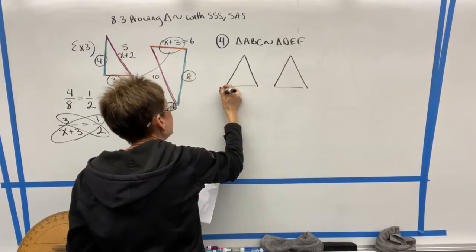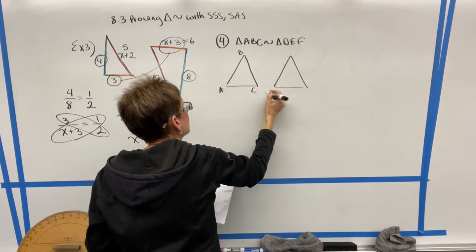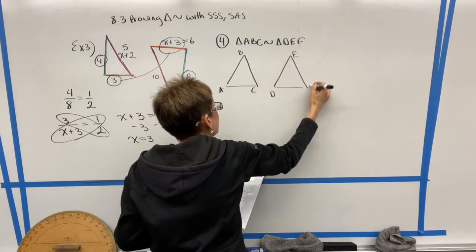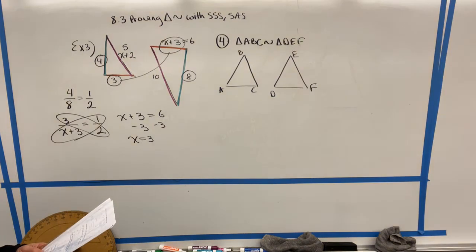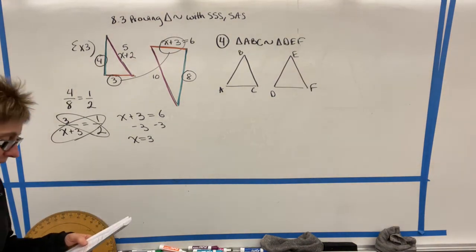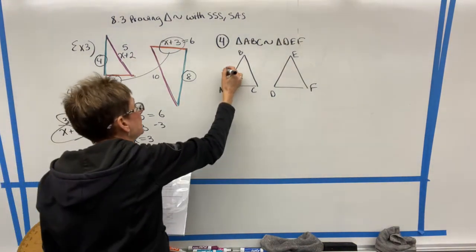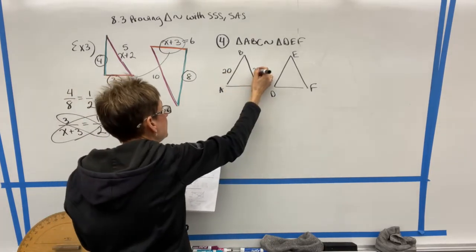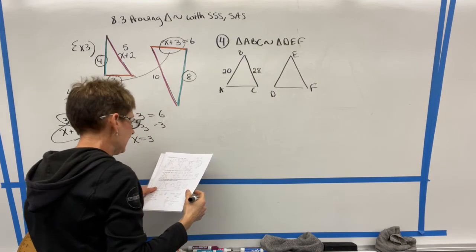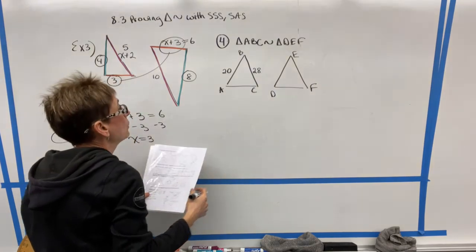And since they said that ABC was similar to DEF, I'm going to make sure that I label the angles in the same order on both. Now, it says in the directions that AB is 20 and that BC is 28 and that AC is 24.